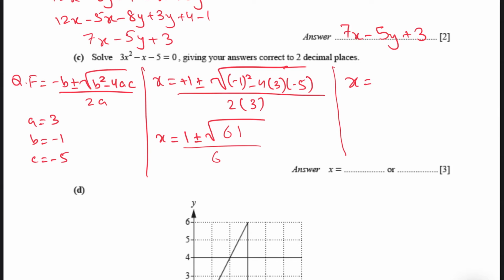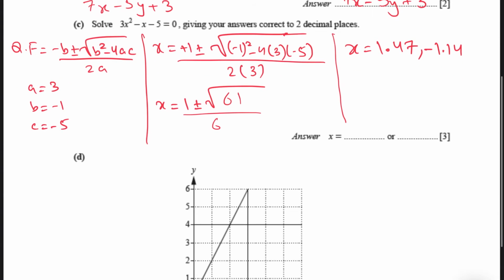So x, let's plug this into the calculator and let's find the values of x. So 1 plus under root 61 divided by 6. One of the values comes out to be 1.47. The other value would be 1 minus under root 61 divided by 6. This should give us negative 1.14. So negative 1.14 is the second value. So you write them over here, negative 1.14 and 1.47.